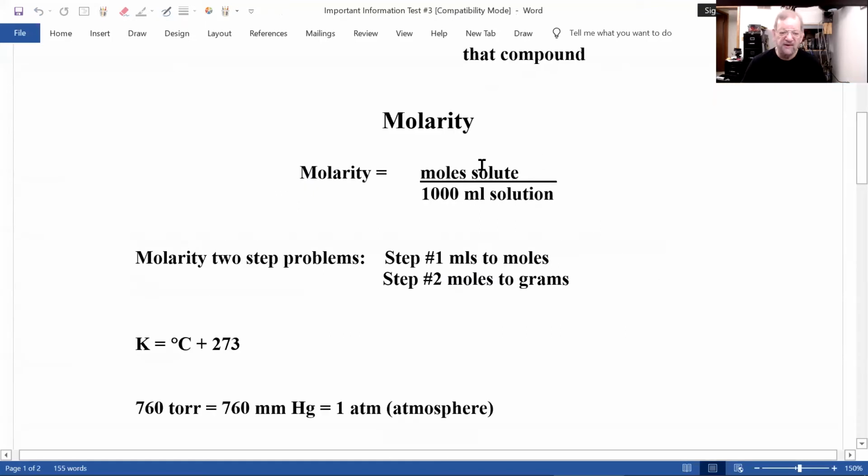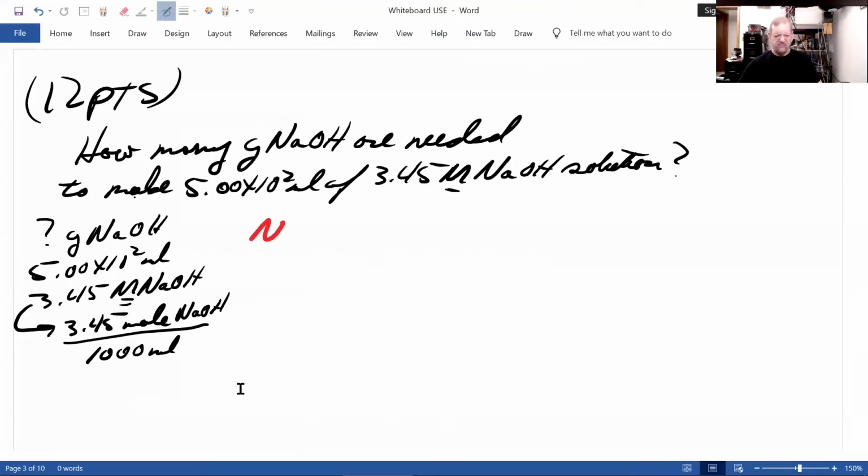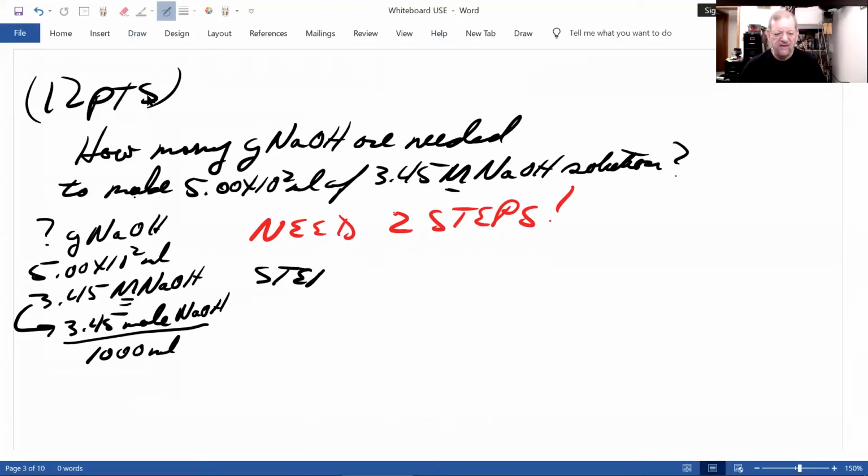And if you look right here, I have molarity, moles of solute per 1,000 milliliters. And then right here, oh, look, I have molarity two-step problem. Step 1, milliliters to moles. Step 2, moles to grams. And that's what we need to do. So you need to do 2 steps. And step 1, we're going to go from milliliters to moles.